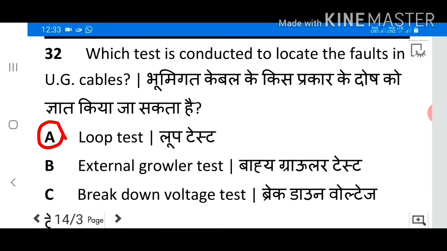31. What is the purpose of bedding insulation of underground cable? Answer D. To protect the metallic sheath against corrosion. 32. Which test is conducted to locate the faults in underground cables? Answer A. Loop test.